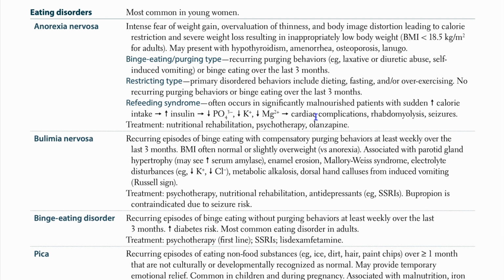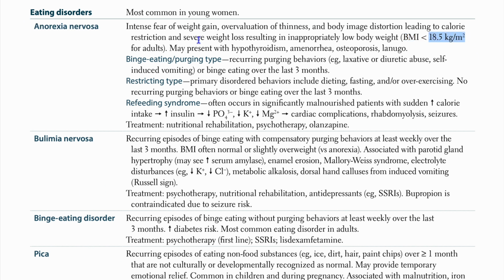Eating disorder, most common in young women. Anorexia nervosa, intense fear of weight gain, overvaluation of thinness and body image distortion, leading to caloric restriction and severe weight loss, resulting in inappropriately low body weight. BMI less than 18.5 for adults. May present with hypothyroidism, amenorrhea, osteoporosis, and lanugo. Okay, for this one, if they give you a BMI that's less than 18.5, do not look at anything else. It's going to be anorexia nervosa.